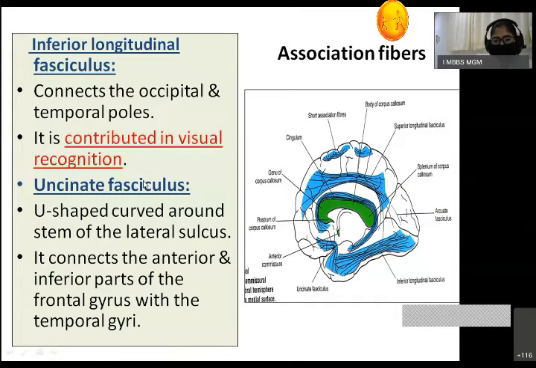Then the uncinate fasciculus. This is the inferior longitudinal fasciculus, this is the superior longitudinal fasciculus, and this is the uncinate fasciculus. The uncinate fasciculus is U-shaped and it curves around the stem of the lateral sulcus. Here is the lateral sulcus. It connects the anterior and inferior parts of the frontal lobe with the temporal lobe. So it is related to the limbic system. It connects parts of the limbic system.